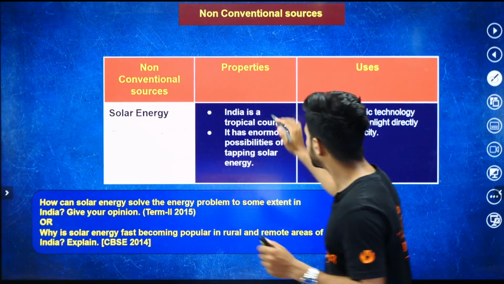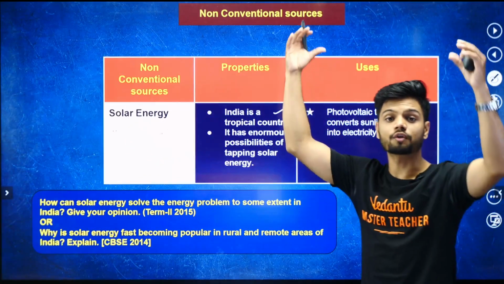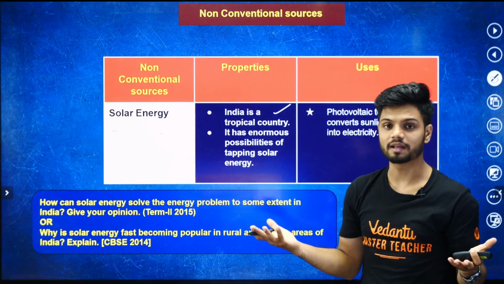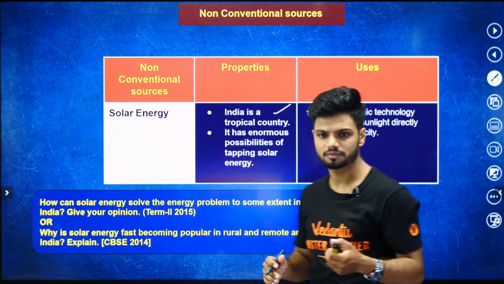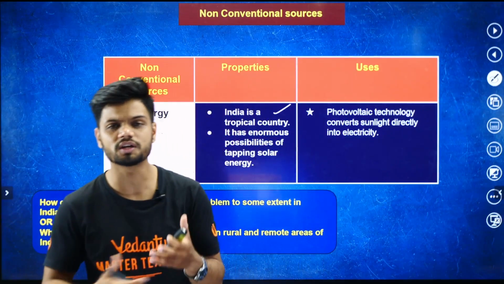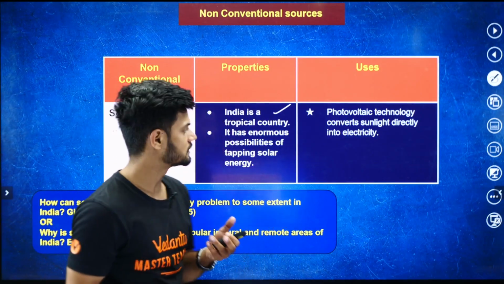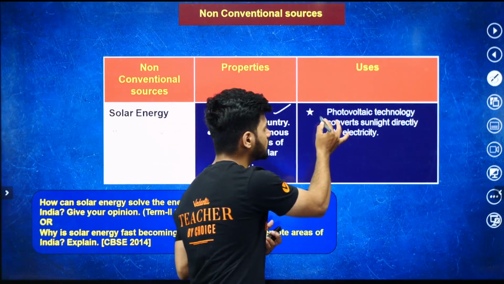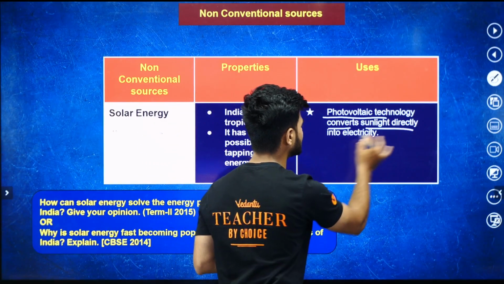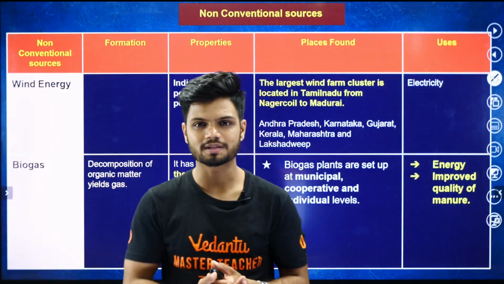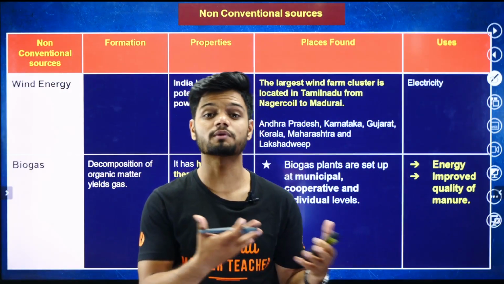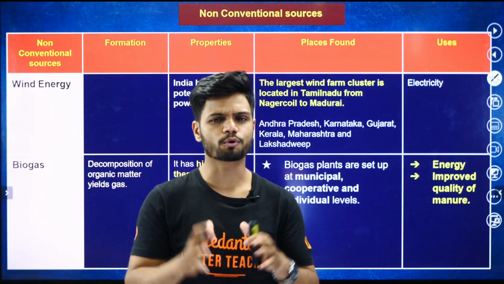What are the properties? India is a tropical country, meaning a lot of sunlight, so it is very beneficial for India. It has enormous possibility of trapping solar energy. Yes, in India we can trap solar energy and convert it into chemical energy. Then we have uses. Photoelectric technology converts sunlight directly into electricity. Apart from this, you can add a few more points on how it can benefit rural areas, being cheaper. All these points can be added.